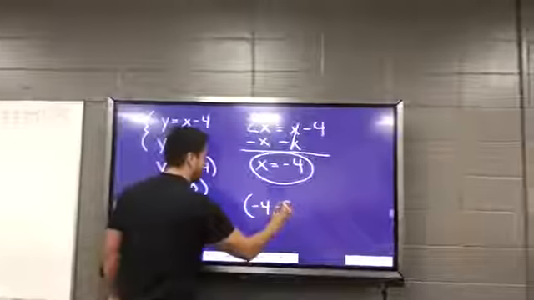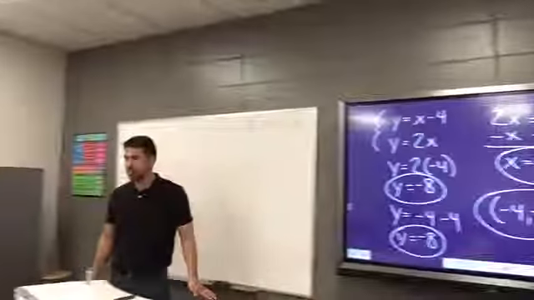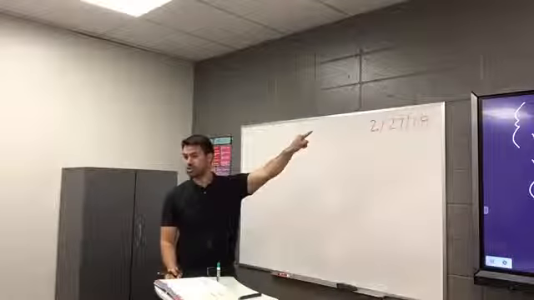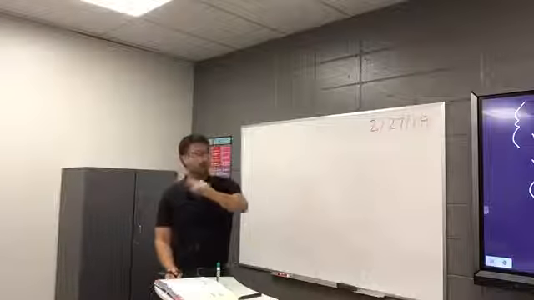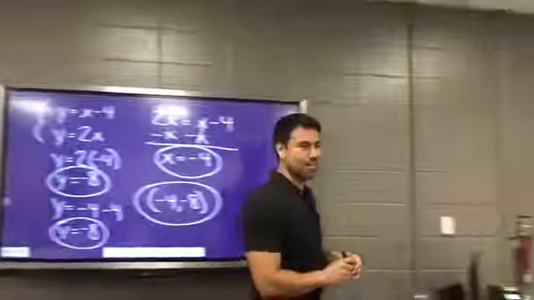Negative 4, negative 8. How do I know that's my final answer and that it has to be right? It has to fit into not one equation, but both of them, right? Okay, could I solve this by graphing? Yes, I could. And where would those two lines intersect?